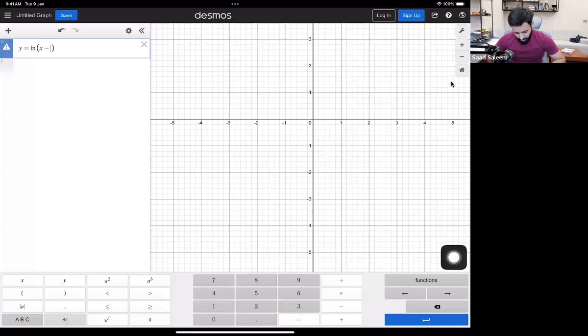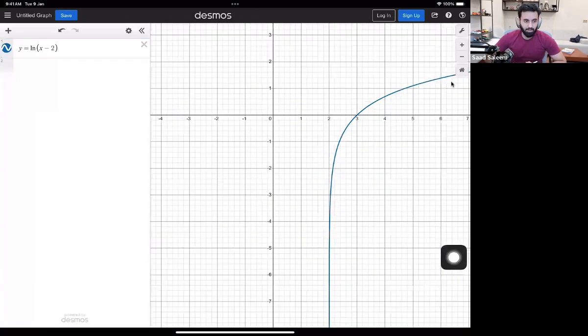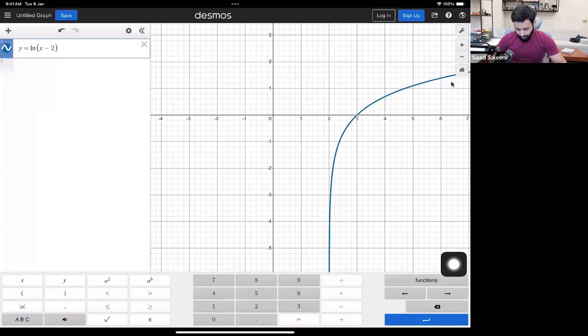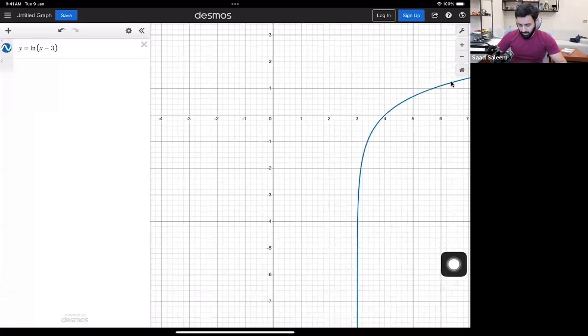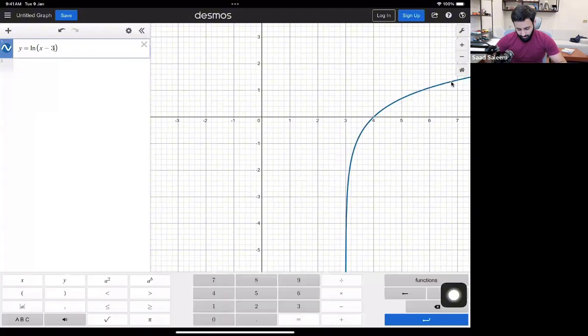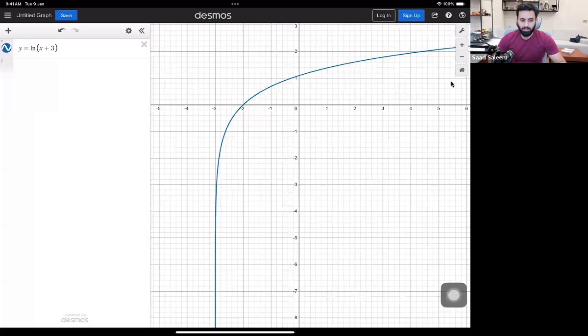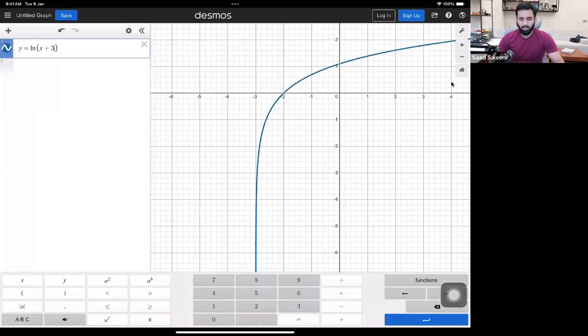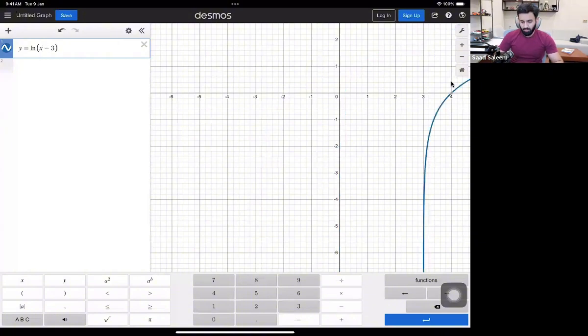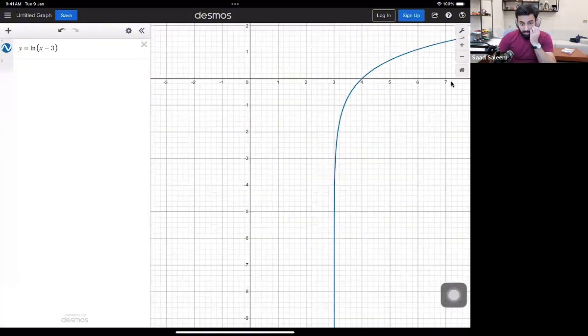What if I do x minus 2? What's the asymptote now? The asymptote is x equals to 2. What if I do x minus 3? What's the asymptote now? It's x equals to 3. What if I do x plus 3? What's the asymptote now? It's x equals to minus 3. Do you see a connection? What's the connection? How do we find the equation of the asymptote? Let's change this back to minus 3. How do we find out the equation of the asymptote?